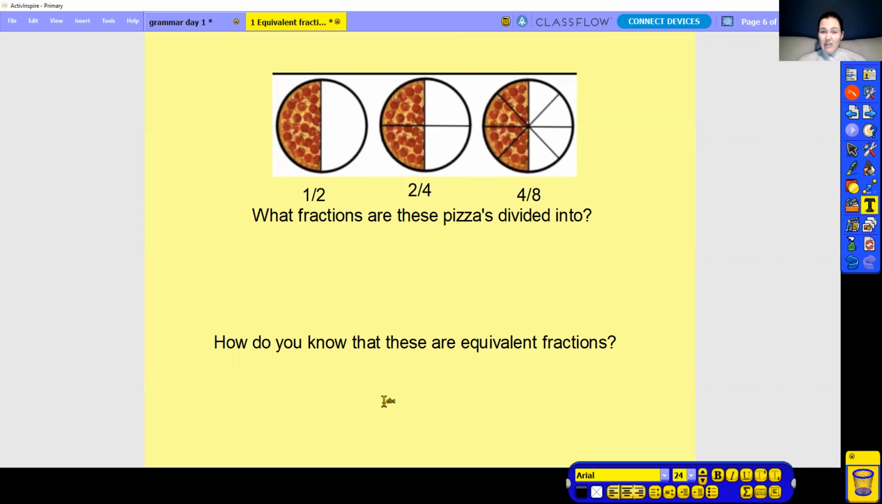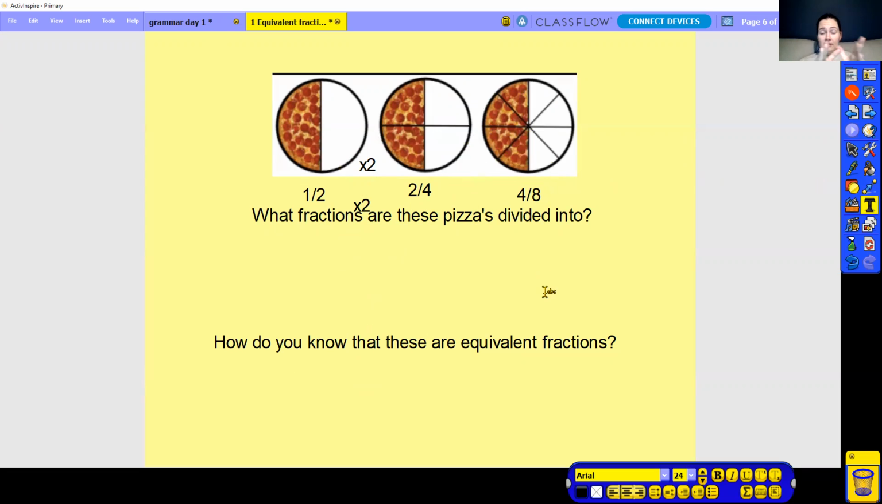Well, can we check them? So what have we done to this 1 to get to here? Well, we've times it by 2. What have we done to the 2? Well, we times it by 2. And then if we look at this one, we've done the same here. So we've times both of these again by 2 to get 4 eighths. So we can see they're equivalent fractions.